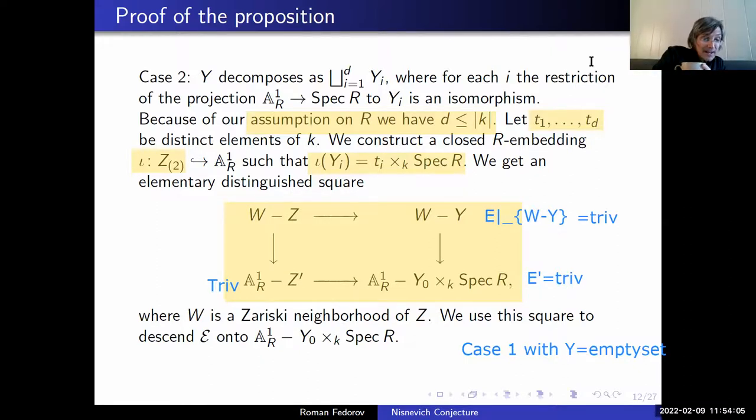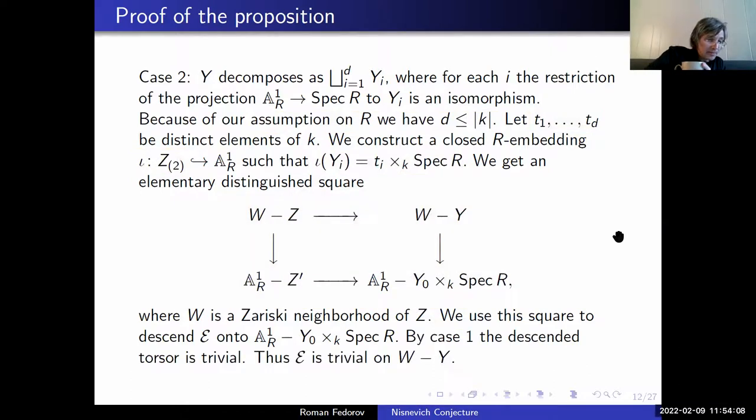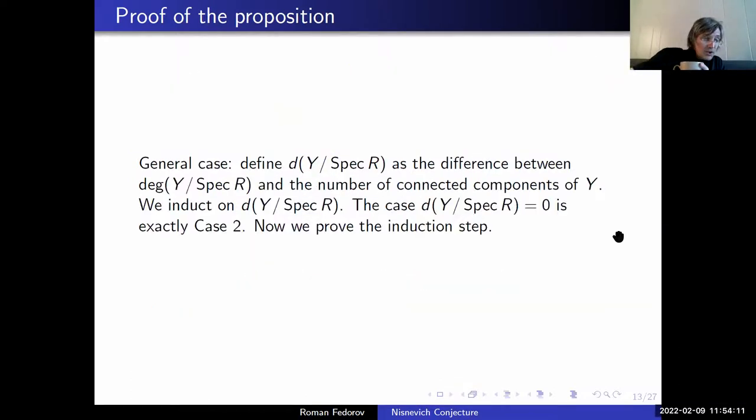Okay, and finally, the general case. So the general case is by induction. I define a certain invariant, which I call D. And this is the difference between degree and the number of connected components. So in other words, for every connected component, I define D to be just degree minus one. And then I add up these numbers. So if this invariant is zero, it means every component is of degree one over the base. And this is exactly case two. So I just need to prove the induction step.